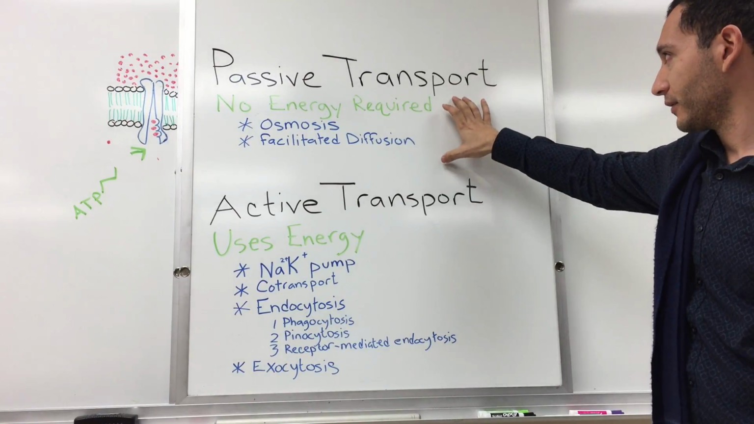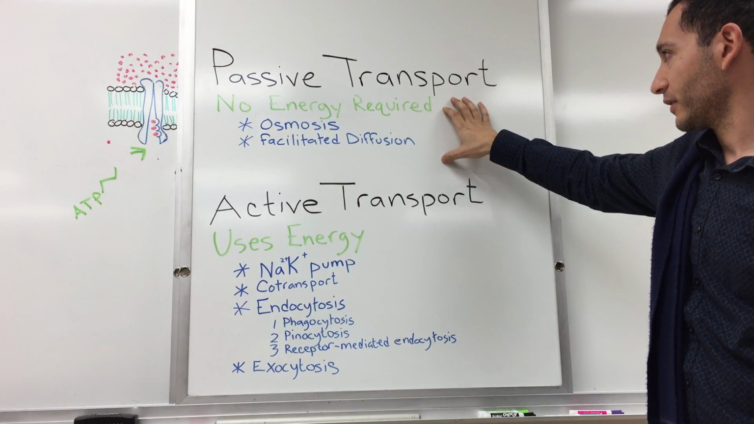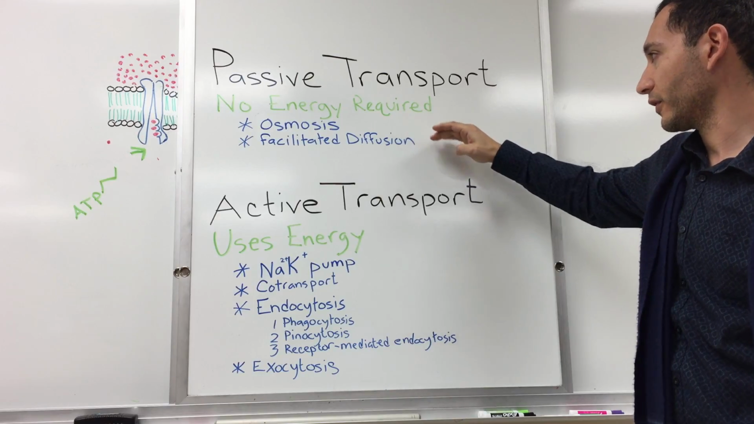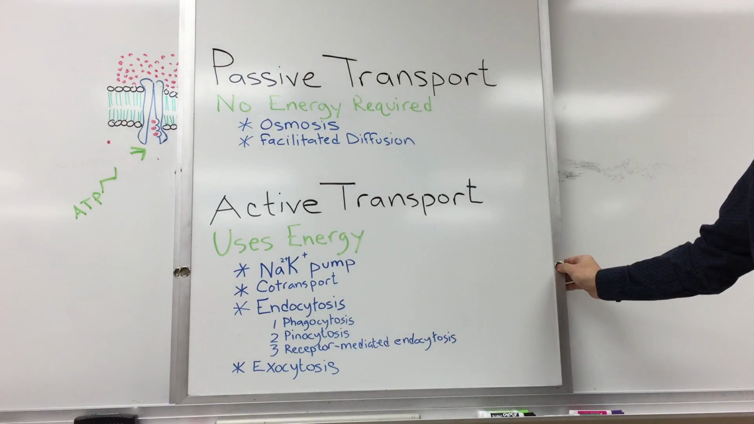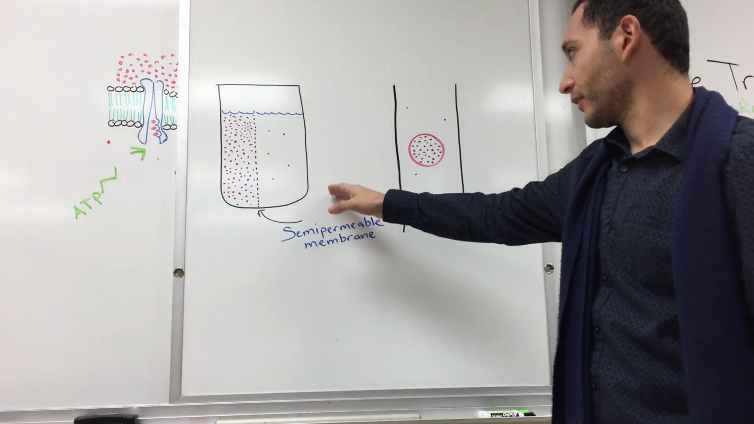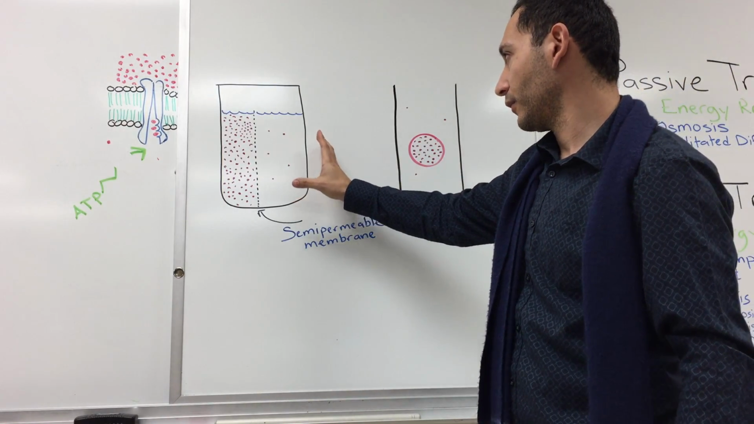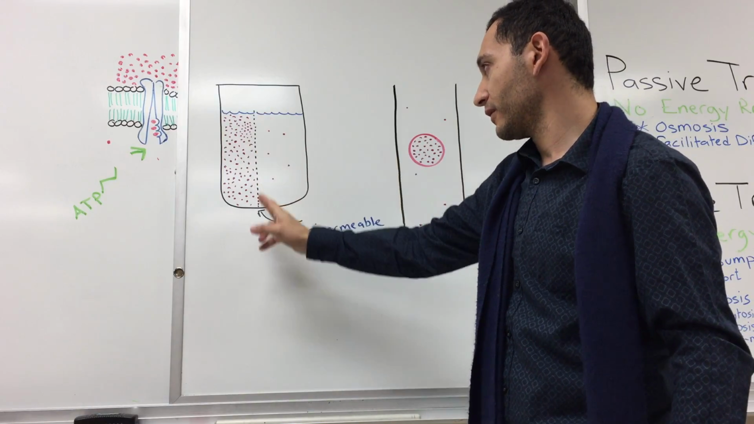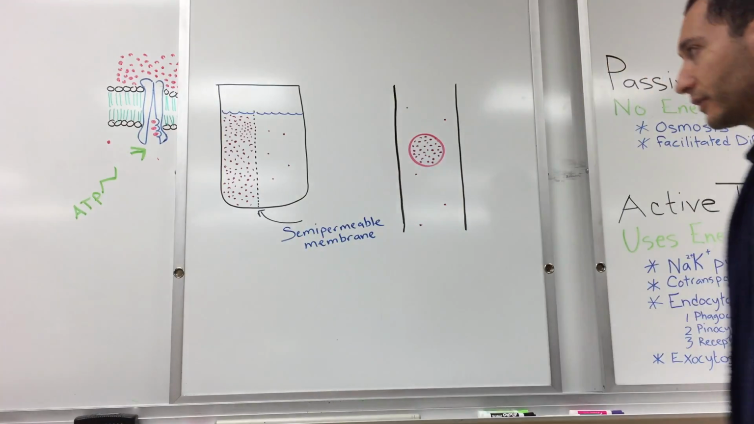Let's start with the passive transport section. We'll talk about diffusion, osmosis, and facilitated diffusion. Say we have a cup full of water. We have in here a semi-permeable membrane, which means that some things can get through and some things cannot.